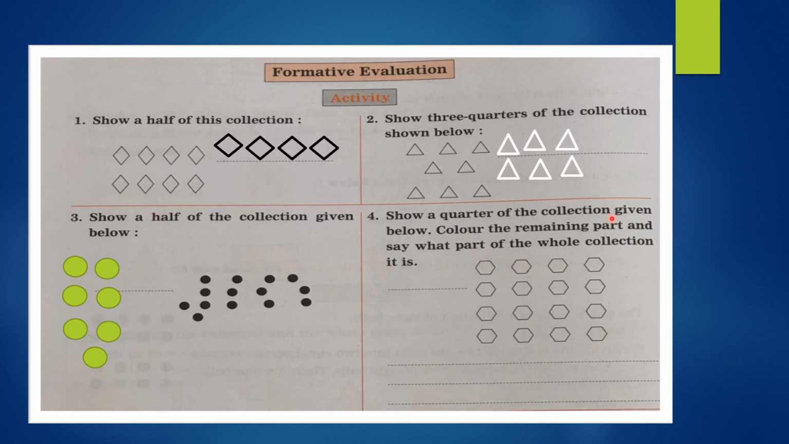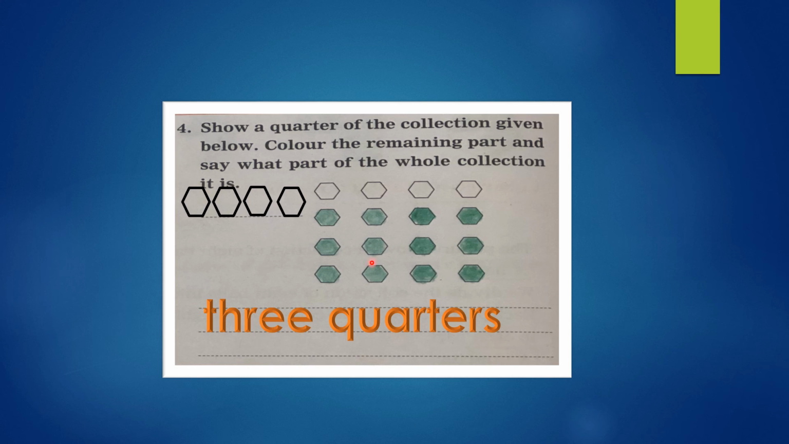Show a quarter of the collection given below. Color the remaining part and say what part of the whole collection it is. So let's count how many there are. 1, 2, 3, 4, 5, 6, 7, 8, 9, 10, 11, 12, 13, 14, 15, 16. So what will your quarter be? 1, 2, 3, 4. Okay. And color the remaining part. So out of 16, you're coloring 12. 1, 2, 3, 4, 5, 6, 7, 8, 9, 10, 11, 12. So the remaining part is called 3 quarters.